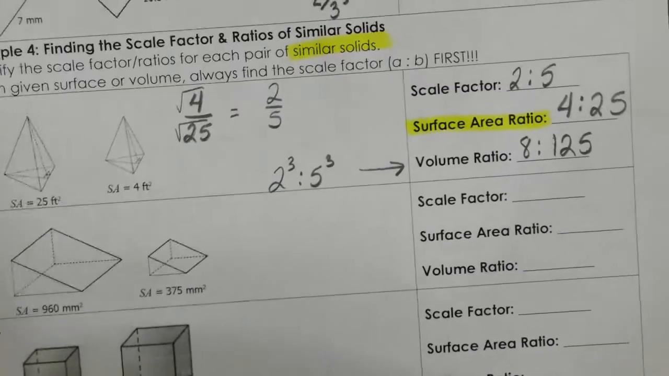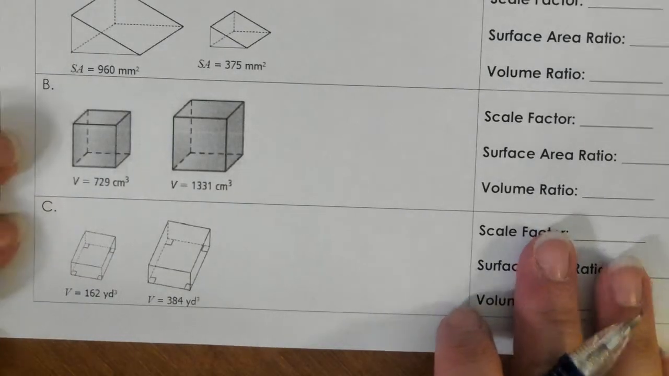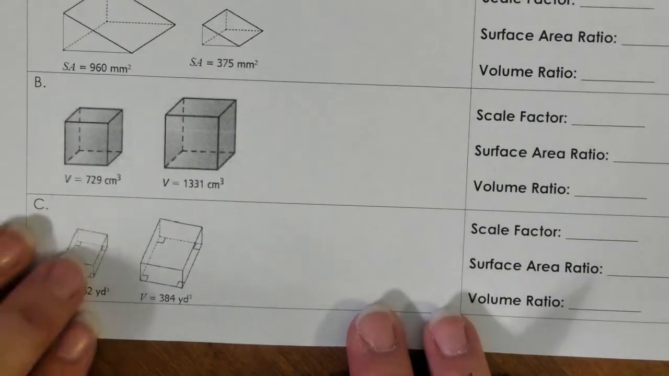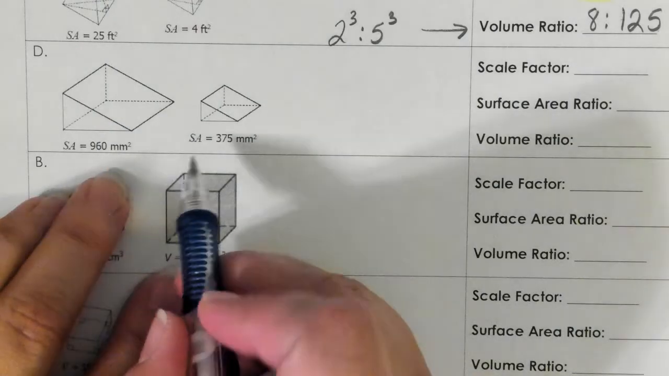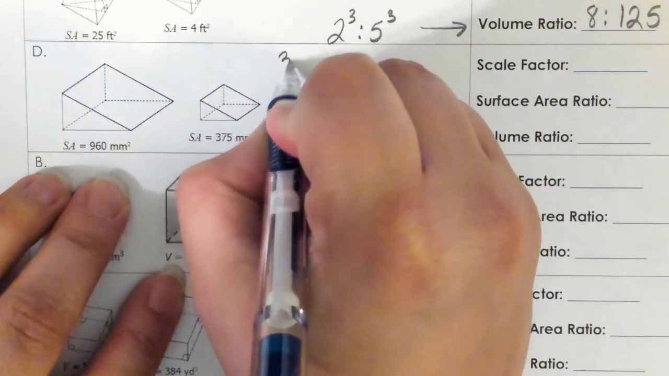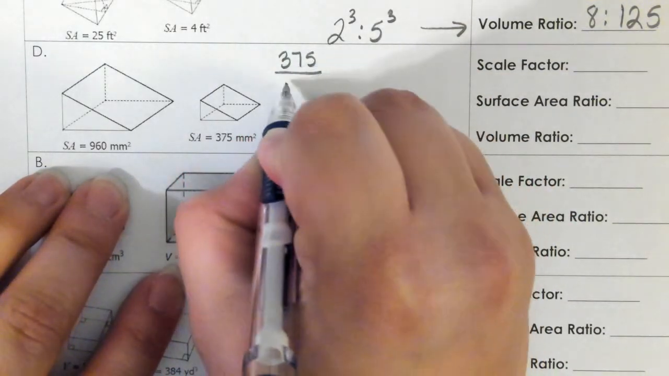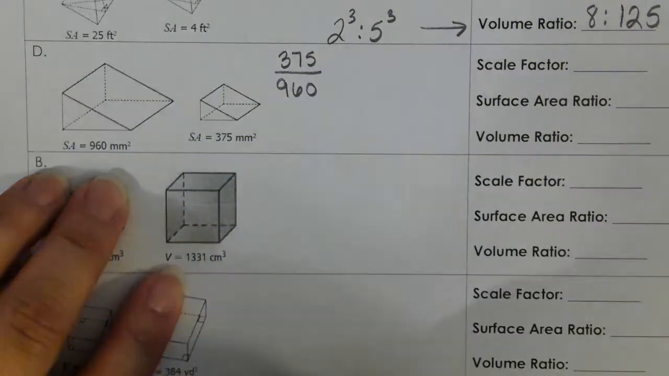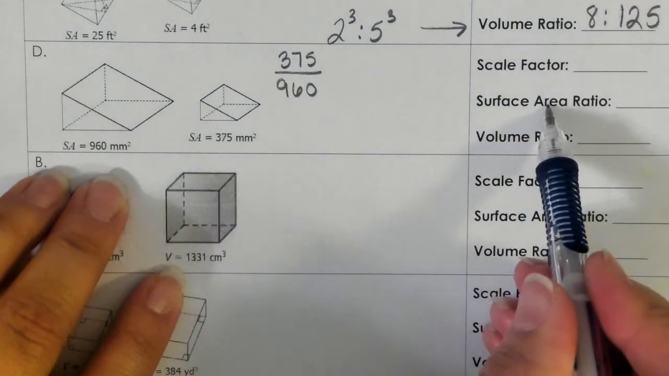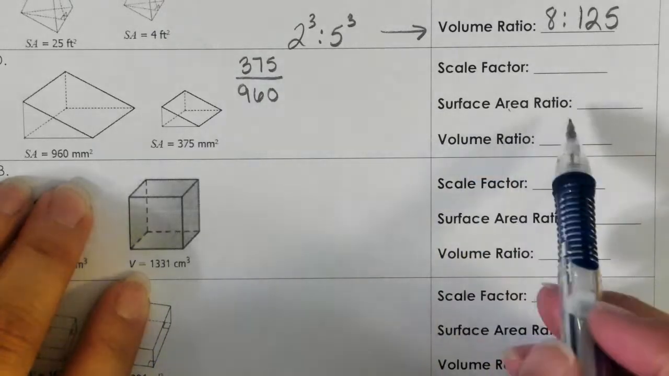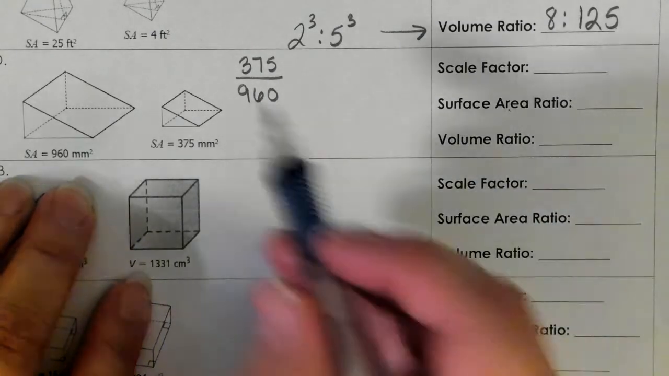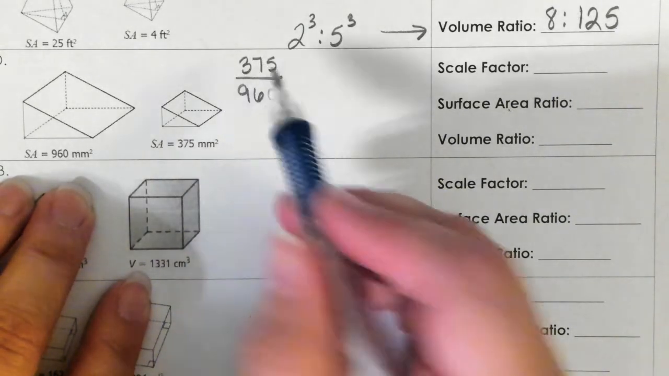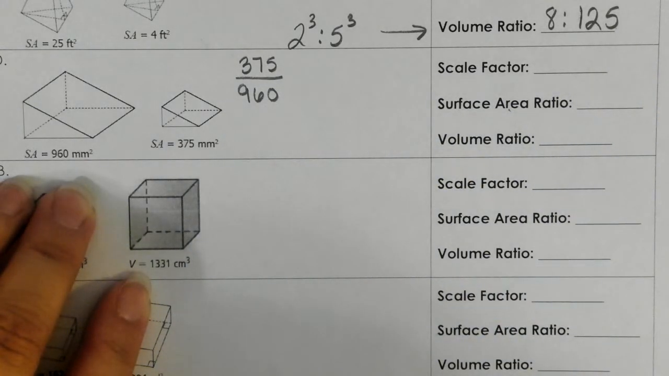Now, for the next part, we have, again, area. So I'm going to do 375 over 960. Okay, I know I've got this area, but I can't write this ratio down because those are not perfect squares. Let's say you did not know that. If you put the square root of 375 in the calculator, you are going to get a decimal, which means not a perfect square.